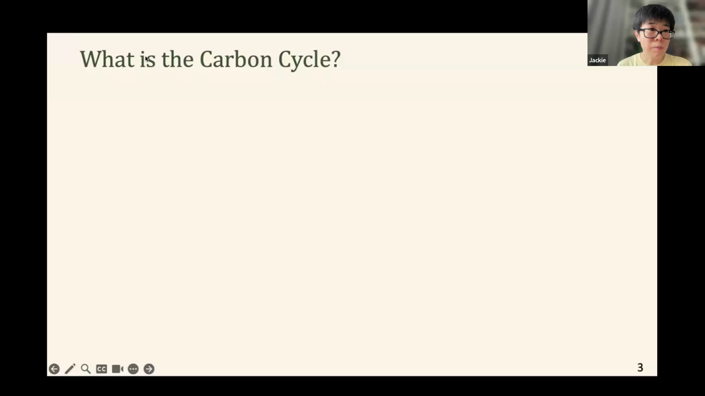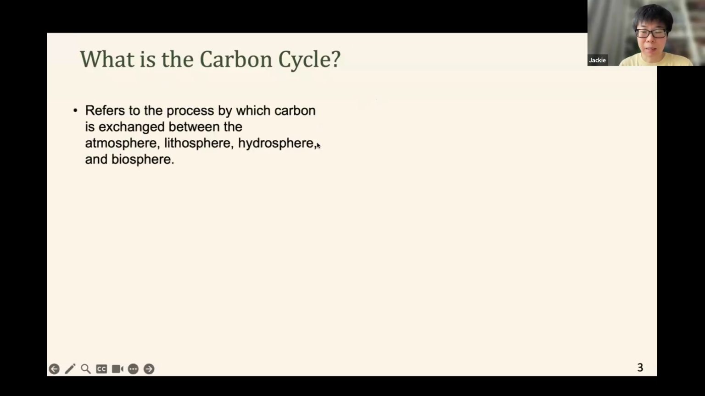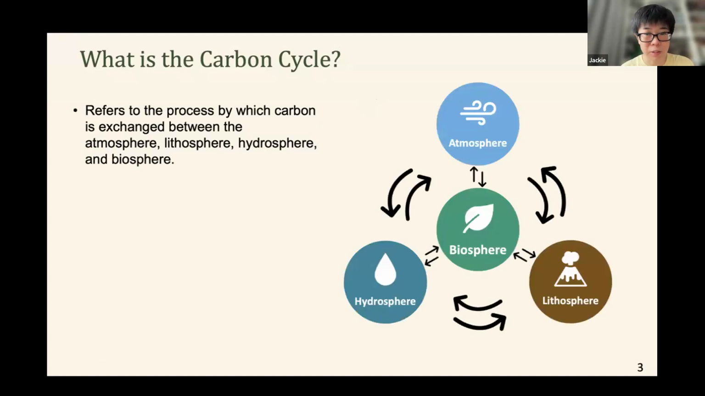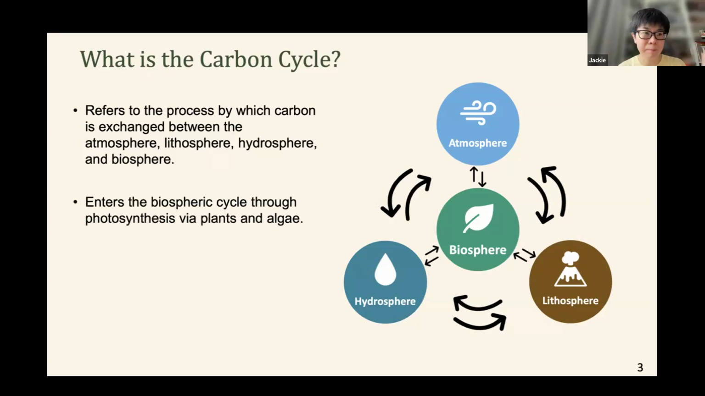So first of all, what is the carbon cycle? By definition, it refers to all the processes by which carbon is exchanged between the atmosphere, lithosphere, hydrosphere, and biosphere. If you look at the interactions between the several spheres in the Earth system, you can see there are many interfaces and exchanges going on, where the element carbon can be exchanged.